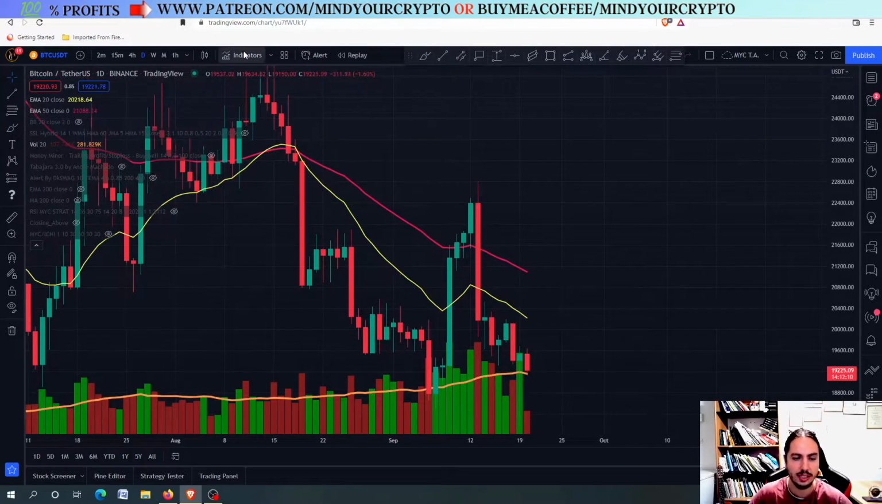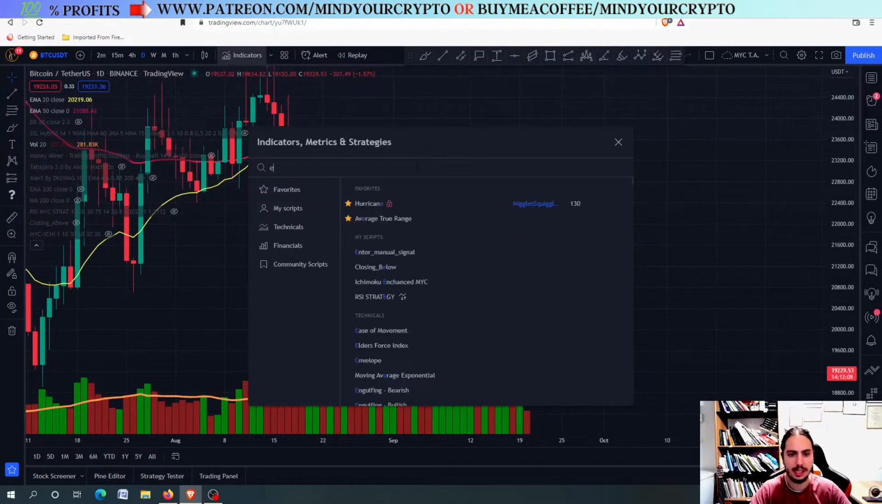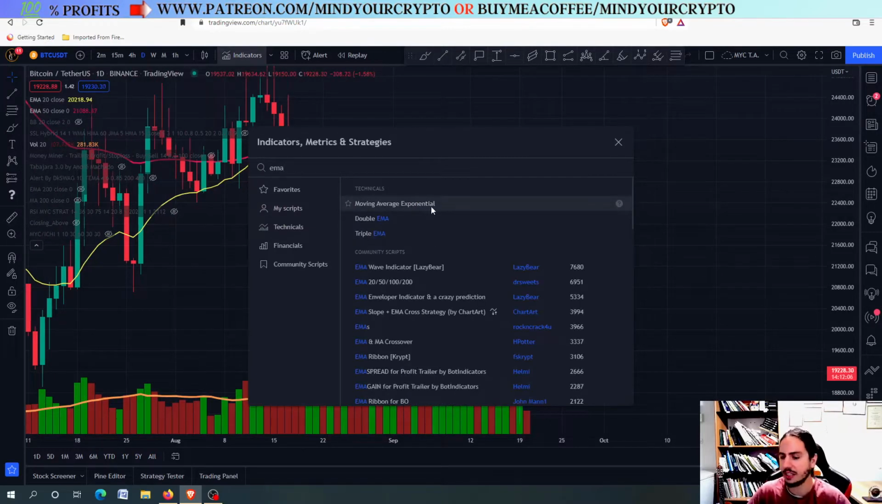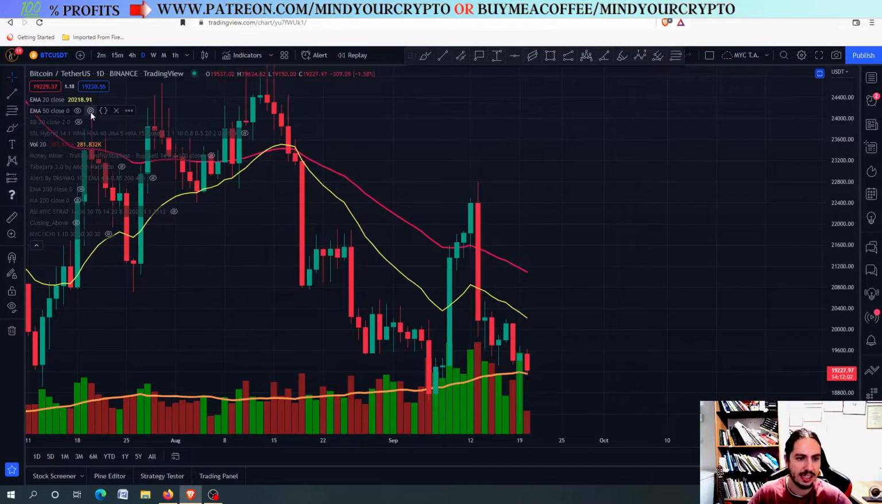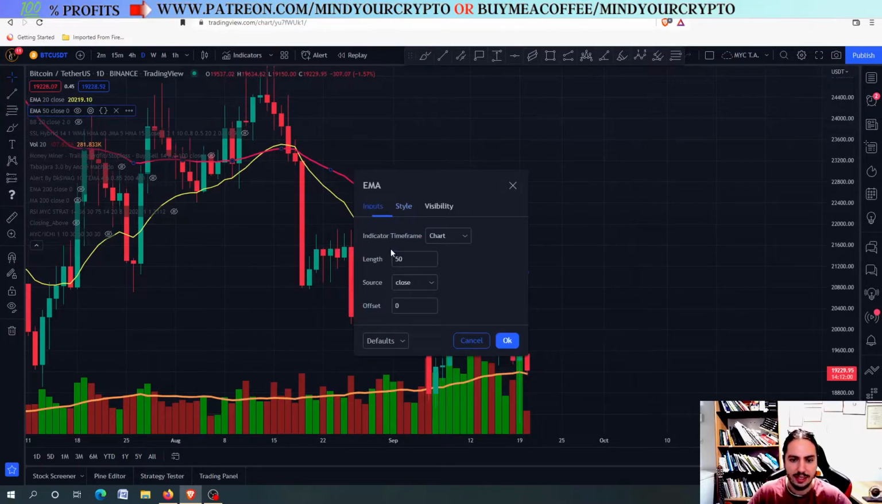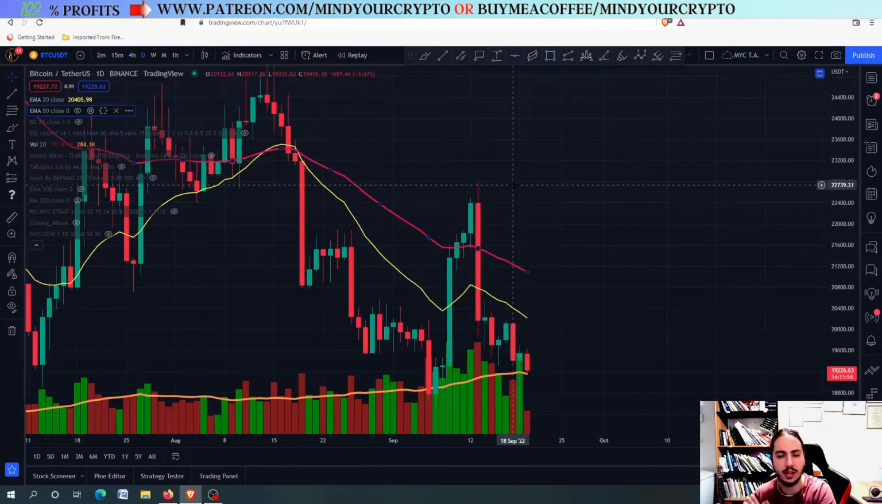If you go to the indicators in TradingView, you put EMA, or moving average exponential, and you go in there and go to the settings and add 20 days right here. The length should be 50 and 20. The source should be close and you are all set. You can have any color you like, it doesn't matter.